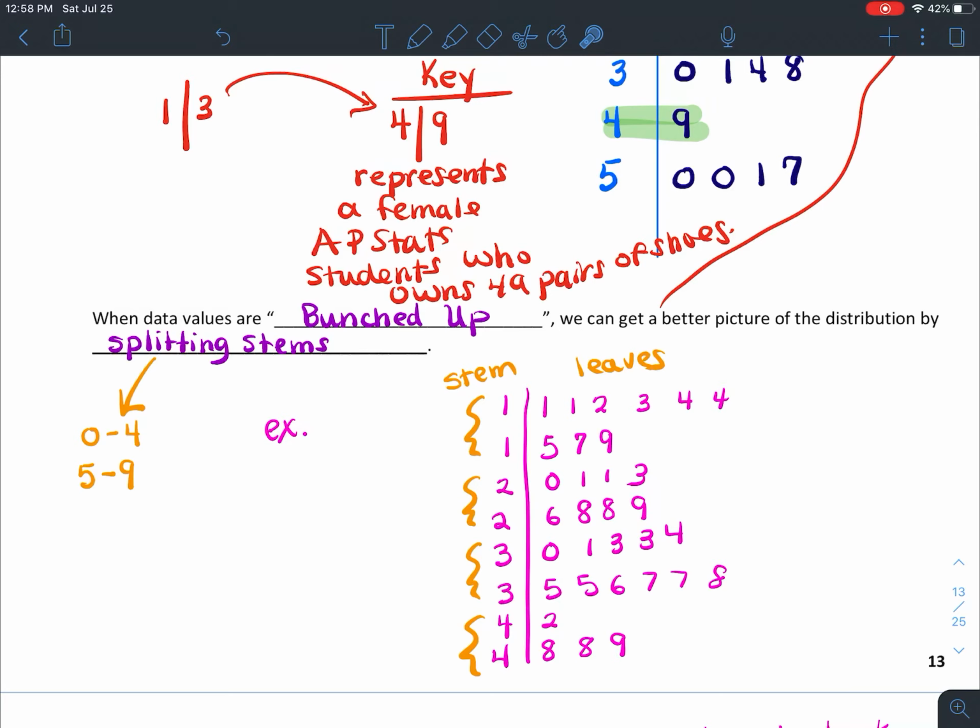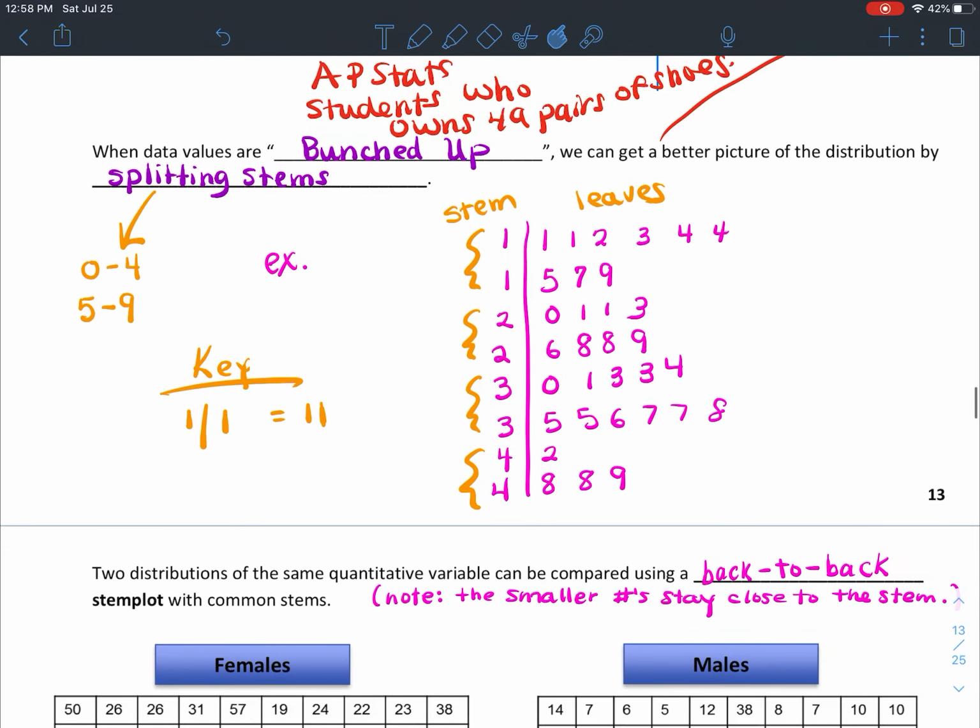It's another way that you might see a stem and leaf plot. Again, this should have some type of key provided. I'm just going to say that equals 11. I don't have any context here because I just made those numbers up.